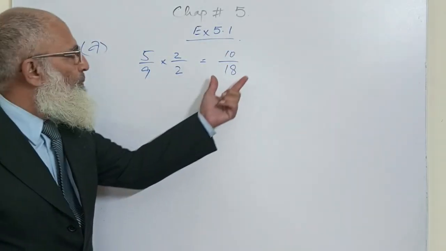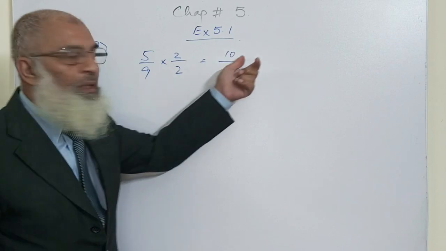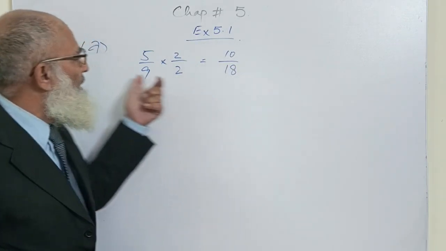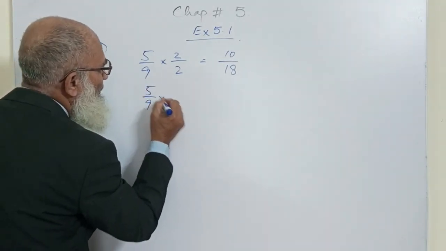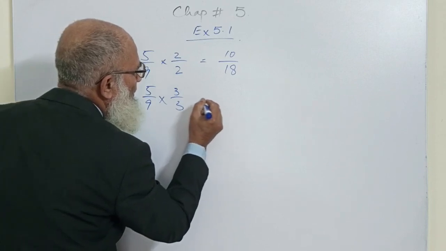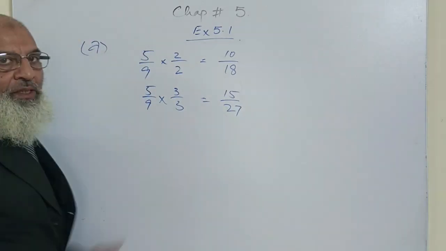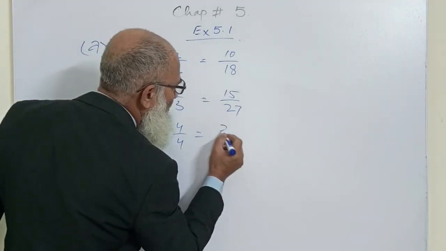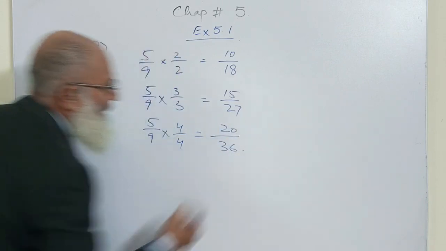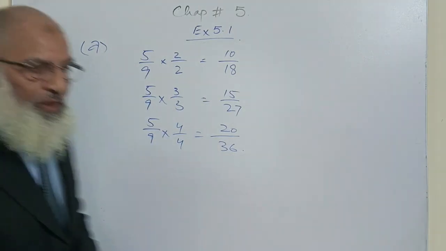You see that the parent fraction will remain the same. If you just simplify this, we'll get the same answer. So if I keep on multiplying it with the next numbers, we'll get 15 and 27. So again, the parent fraction remains the same. Similarly, the fourth and the last is 4, and 20 and 36. Okay, now this is our complete solution for our first question.